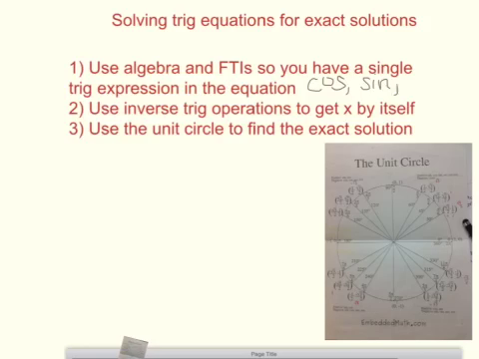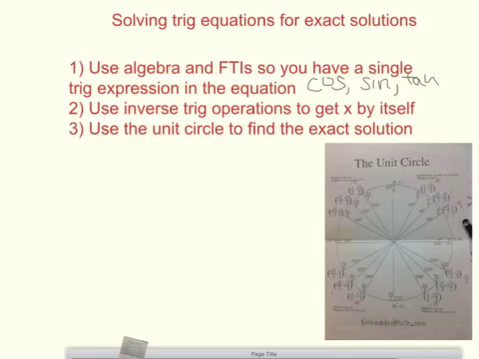You can also have secant, cosecant, and cotangent in there, but remember on our unit circle we don't actually have anything that shows secant, cosecant, and cotangent. You can always take the reciprocals, but if that confuses you, just stick with trying to get cosine, sine, and tangent in there. Then we use inverse trig operations to get x by itself, so that's where you're seeing your arc cosine, arc sine, arc tangent. And then use our friend the unit circle to find the exact solution.